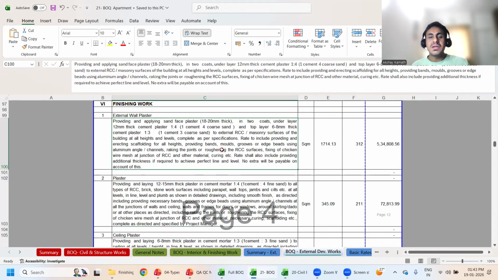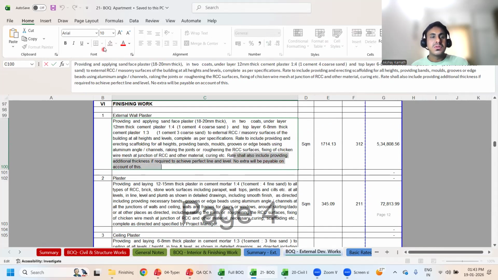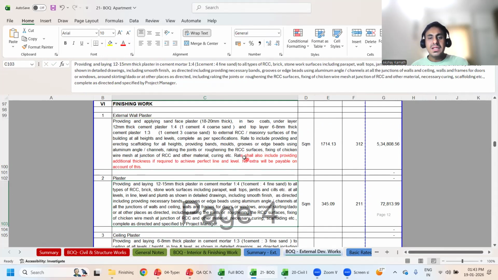So you see here, he has written one more point, which is good. What is it telling? The rate shall also include providing additional thickness if required to achieve perfect line and level. No extra will be payable on account of this. That means, suppose 20 mm is what is mentioned in the BOQ. Let's say on the construction site, you require 25 mm. So if you're doing 25 mm, the payment is going to be made only for 20 mm. Even though you as a contractor have done 5 mm extra, he will not pay you for that.